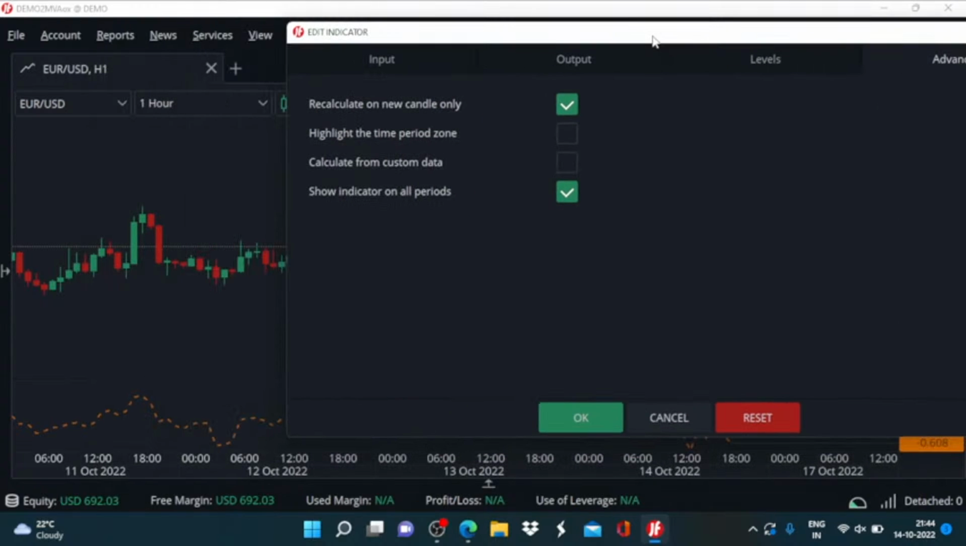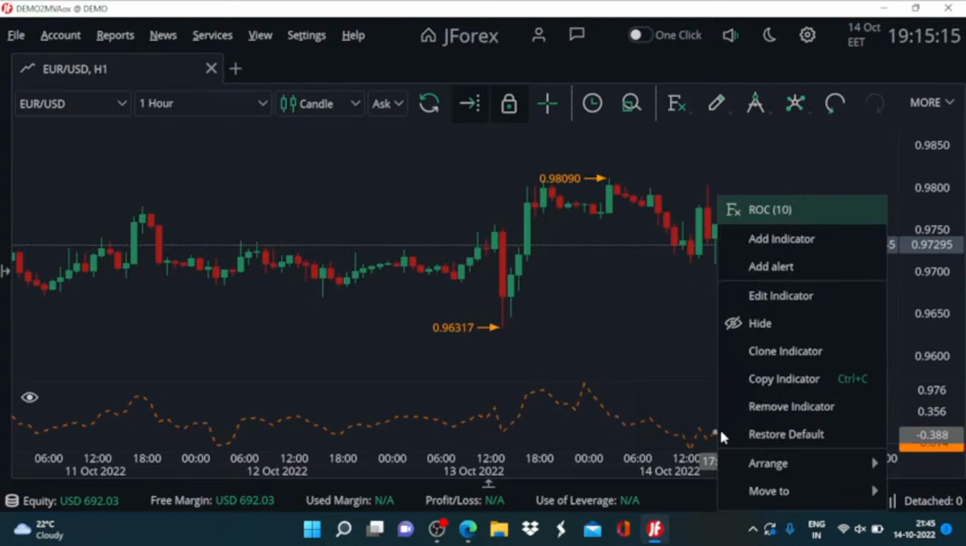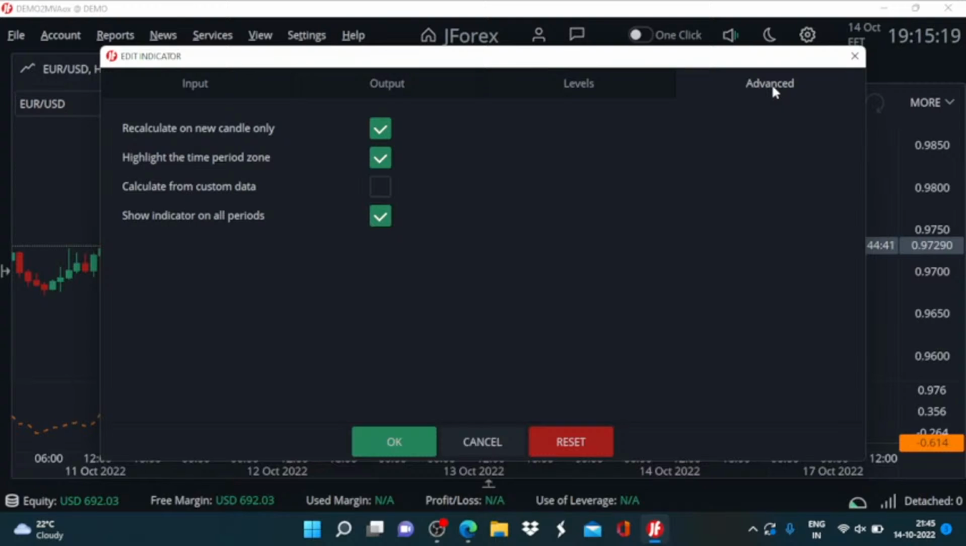Highlight the time period zone if you want whatever is the calculation period to be easily identified. Then you can go for this highlight the current calculation period, and whatever is the calculation period it will be highlighted, so it becomes easier to identify your time horizon.